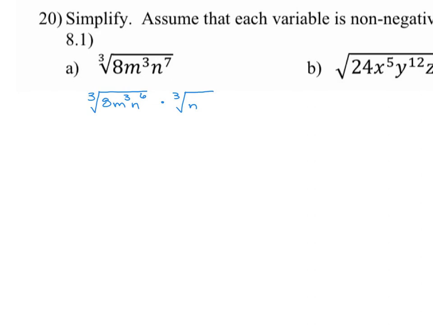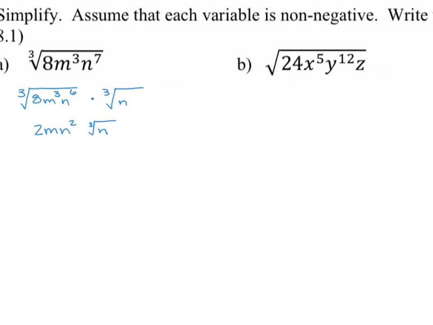So now if we go ahead and break this up, we get the cube root of 8 is 2. M cubed is m. The cube root of n to the 6th, if we divide the exponents, we get 6 divided by 3 is 2. And we still have the cube root of n that we bring down. And we're done.